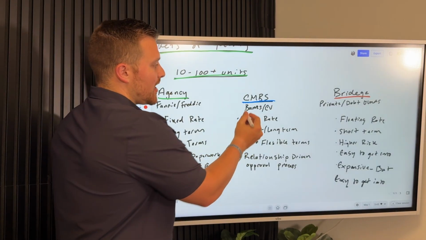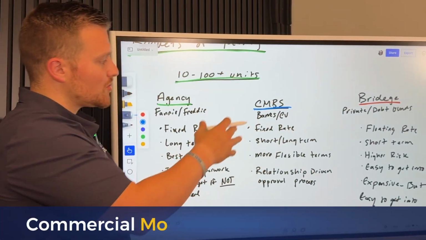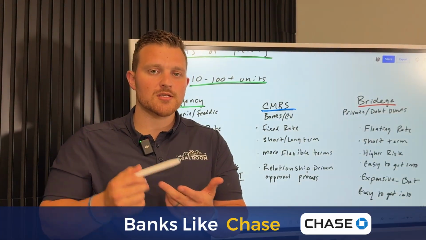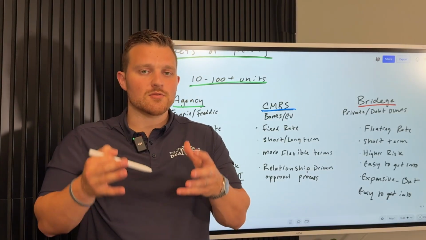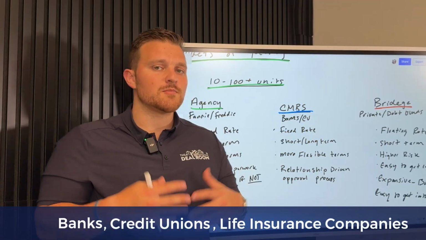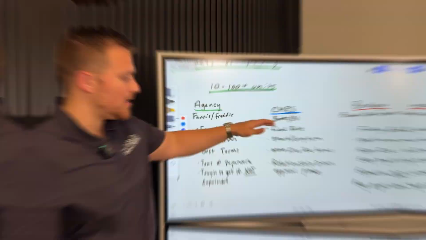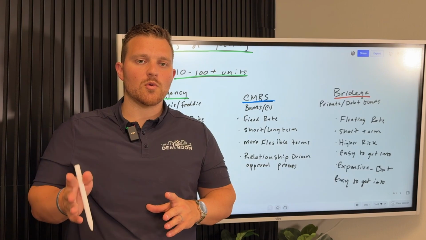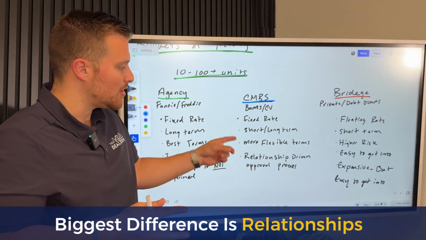Now, the next bucket we have is CMBS. This is commercial mortgage-backed securities. So this is banks like JP Morgan Chase, Bank of America, Truist. These are banks, credit unions, and anybody in between, like life insurance companies, but mainly this is going to be your bank. It's very similar to an agency where they're going to lend on the same requirements. The biggest difference here is going to be relationship.